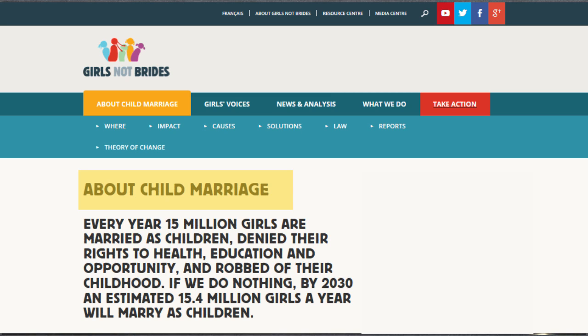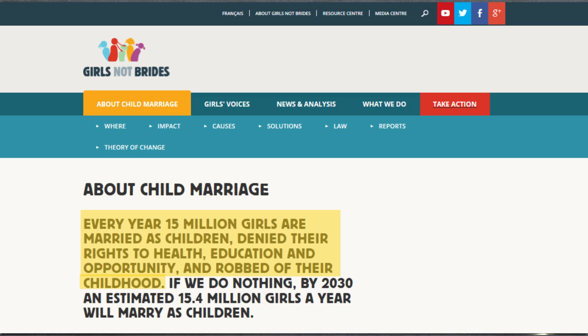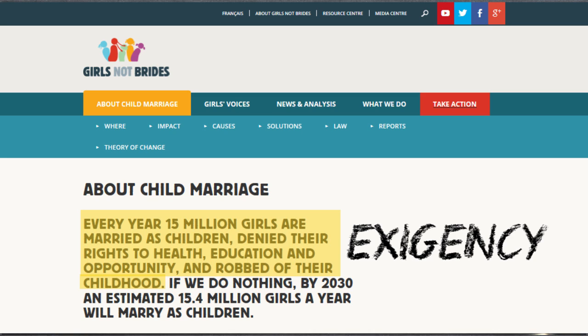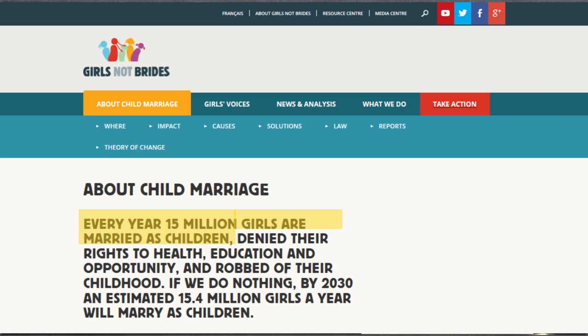This suggests that perhaps the thesis is to inform. "Every year, 15 million girls are married as children, denied their rights to health, education, and opportunity, and robbed of their childhood." Okay, so we get what's known as a move to create exigency or a sense of urgency. We get numbers. Every year, 15 million girls are married as children. So this is, according to the authors at girlsnotbride.org, an organization with an agenda, a goal of ending child marriage.